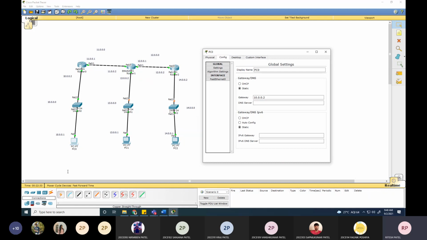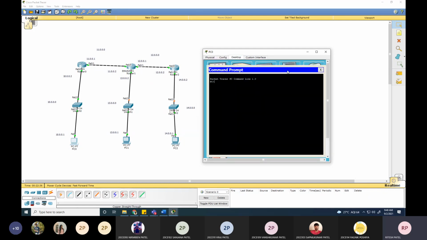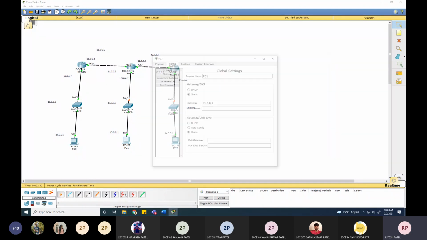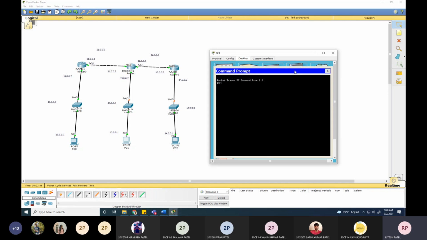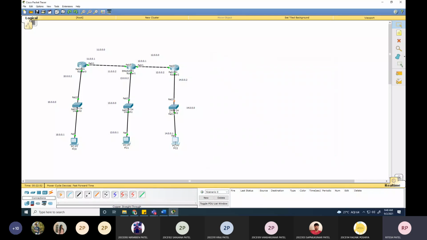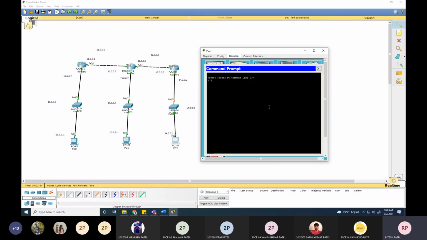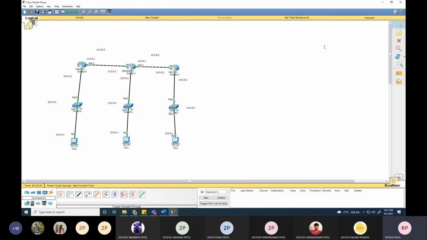Now I am testing my local network. Local network means local link. Ping 10.0.0.2. It's working fine. From here I will check the local link, meaning over here only this link I am checking. Ping 13.0.0.2. It's working. And from here I will check the local link. Ping 14.0.0.2. Yes, it's working.